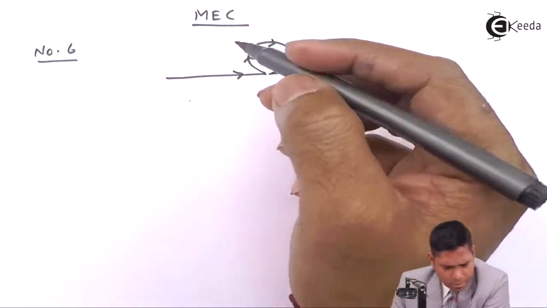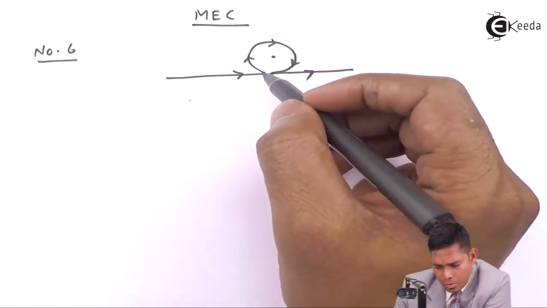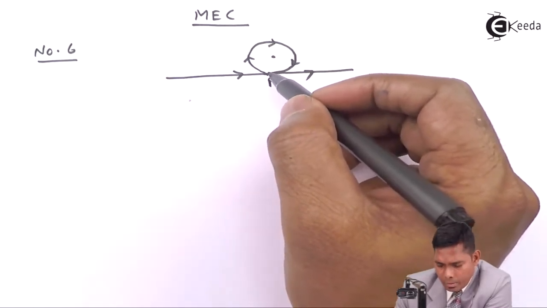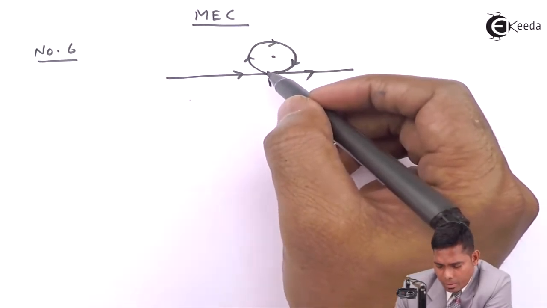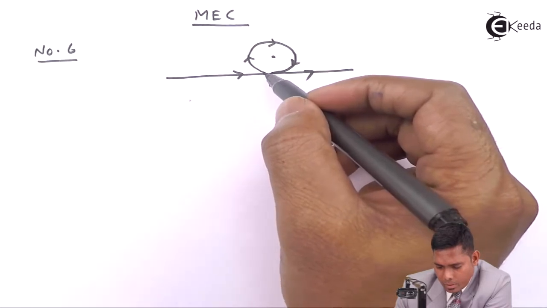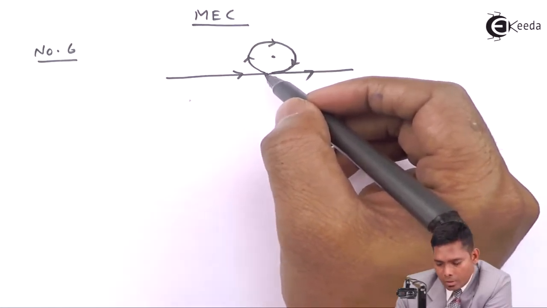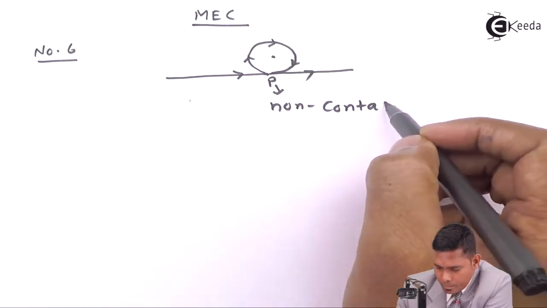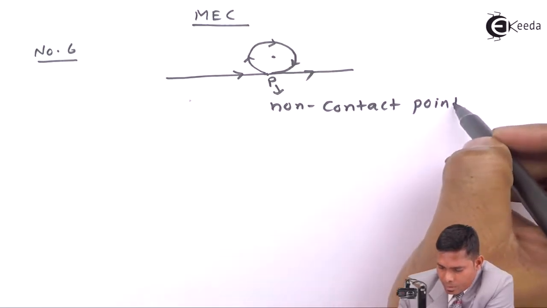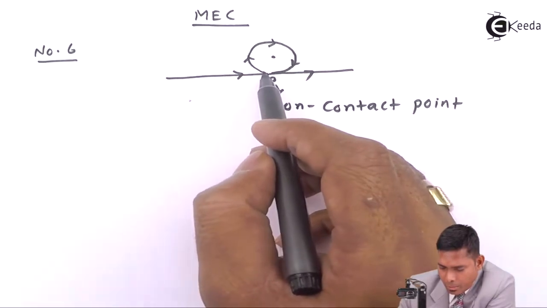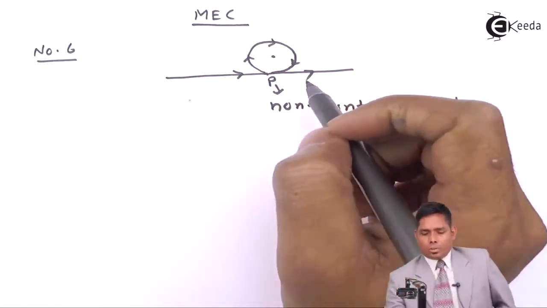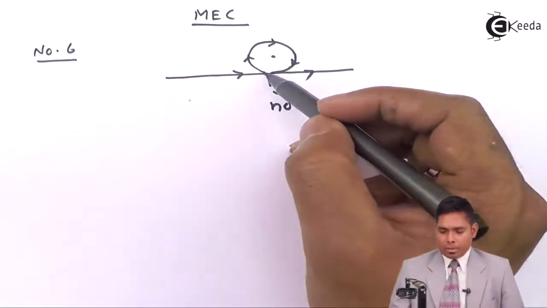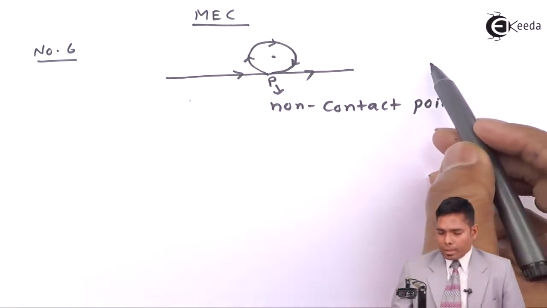If the same current passes through the straight part of the conductor, this point is a non-contact point. That means this point is not connected to the straight conductor. The point on the loop and the point on the straight conductor are not in contact, just a little above it. Or you can think that this goes like that.